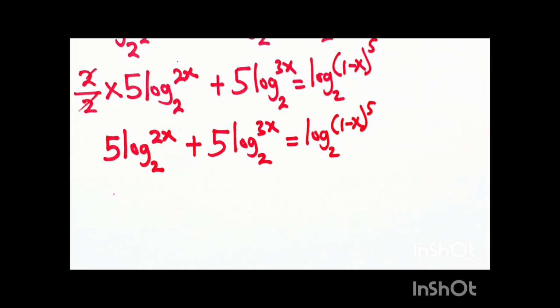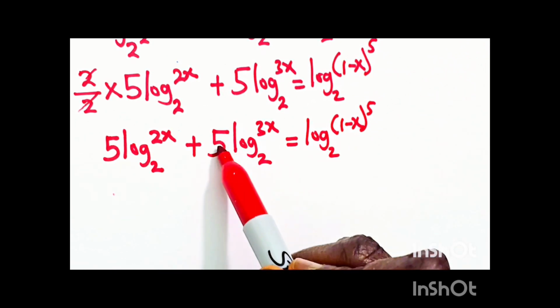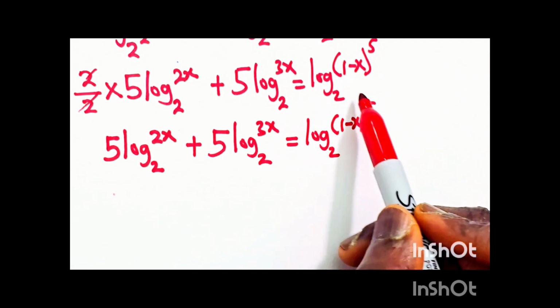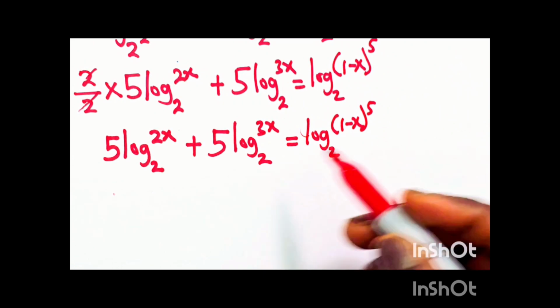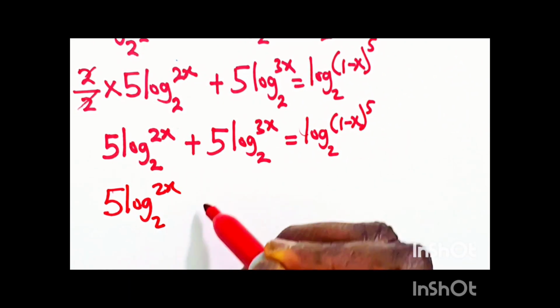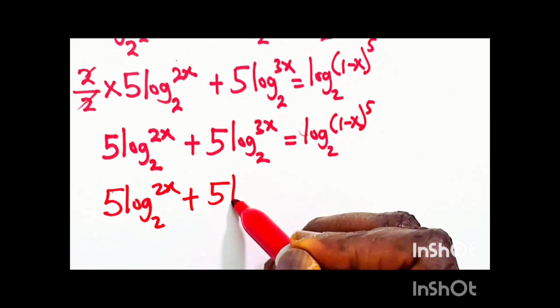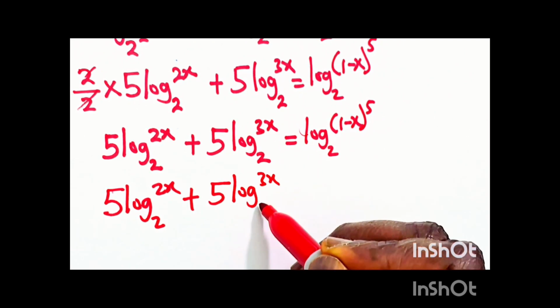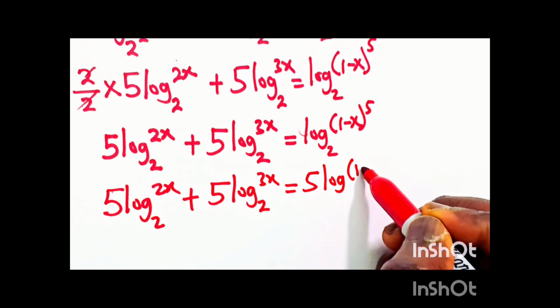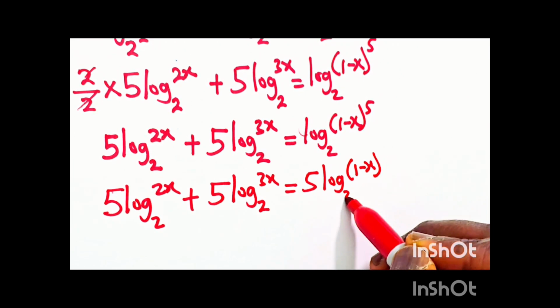What can we do next? What we can do next is that we have log 2, log 2, log 2. That's fine. But we have 5 log 2 here, and we have 5 log 2, but over here is just log 2. Can't we just drop the 5 here to become 5 log 2x base 2 plus 5 log 3x base 2 equal 5 log (1 minus x) base 2.